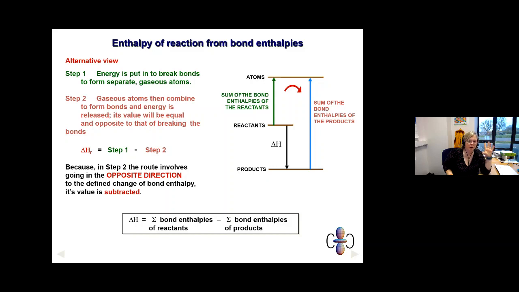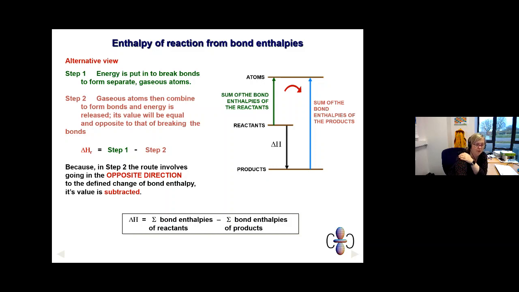An alternative way of getting your head around it then, which is probably closer to the Hess's law one I was referring to, okay? So this cycle of clockwise versus anti-clockwise. First step, work out the energy to break all the bonds, to separate them into the gaseous atoms, okay? Step 2, gaseous atoms then combine to form the bonds and energy is then released. As the value should be equal and opposite to that.